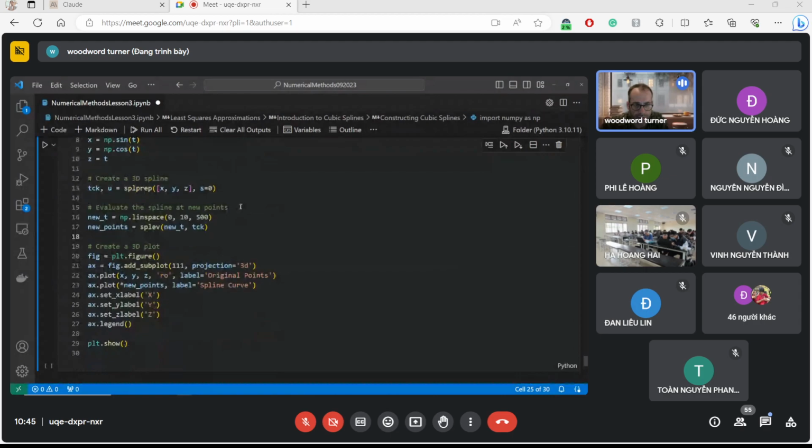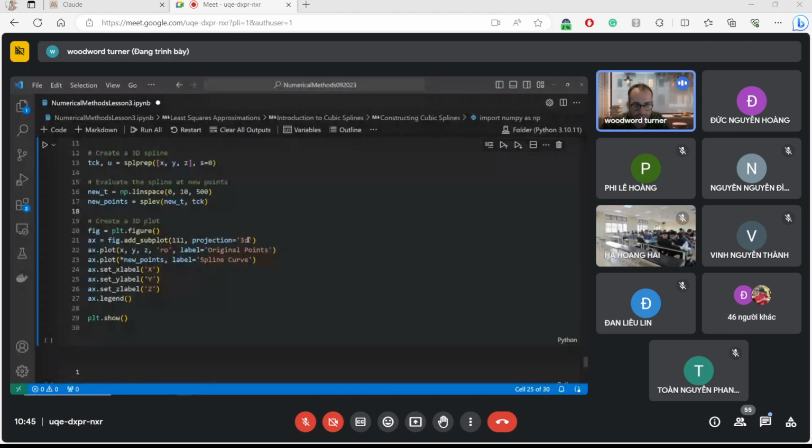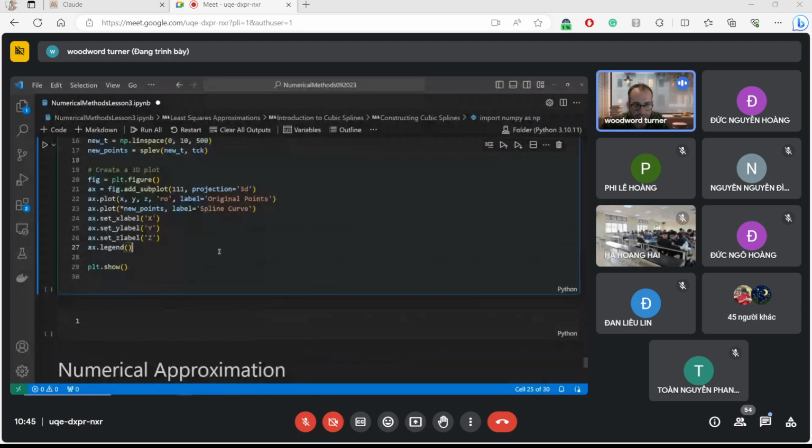And then finally, we just want to plot it. I'm using the 3D plotter here, so I'm going to add a subplot, and that's why I have the 3D projection here, so that we can see it in 3 dimensions. In this case, I'm going to plot my X, Y, and Z with a red circle. The notation is just a little bit different for the 3D projection. Those will be my original points. And then I'll plot my new points, which will be the spline curve. And then I'll set some labels here and show. So let's go ahead and run this code and see.